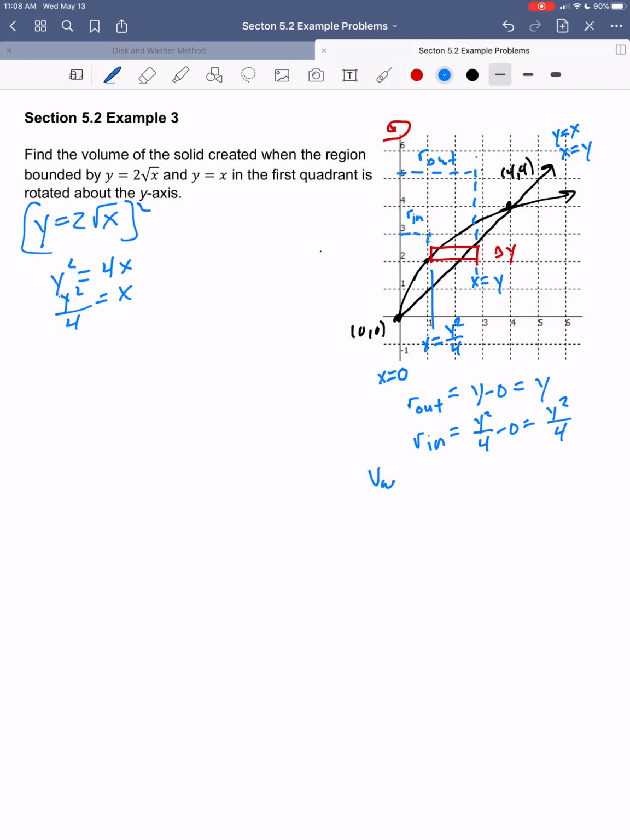So then the volume of my washer is pi times the outer radius squared minus the inner radius squared. So I'm going to get, the outer radius is y, the inner radius is y squared over 4, and then all that has to be squared, right? So that's going to be pi, and I'm going to get y squared minus y to the 4th over 16.